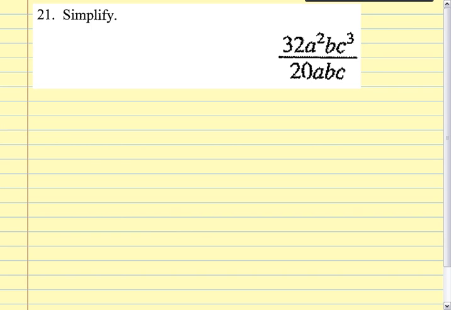Okay, Parker A. Yes, sir. This one says simplify. I've just got a fraction: 32a squared bc cubed over 20abc. All right. What would you do?